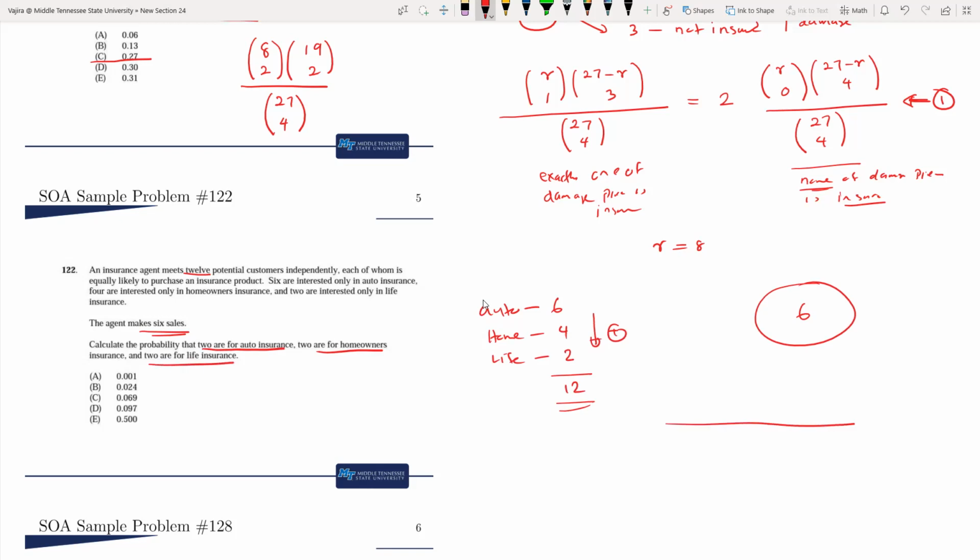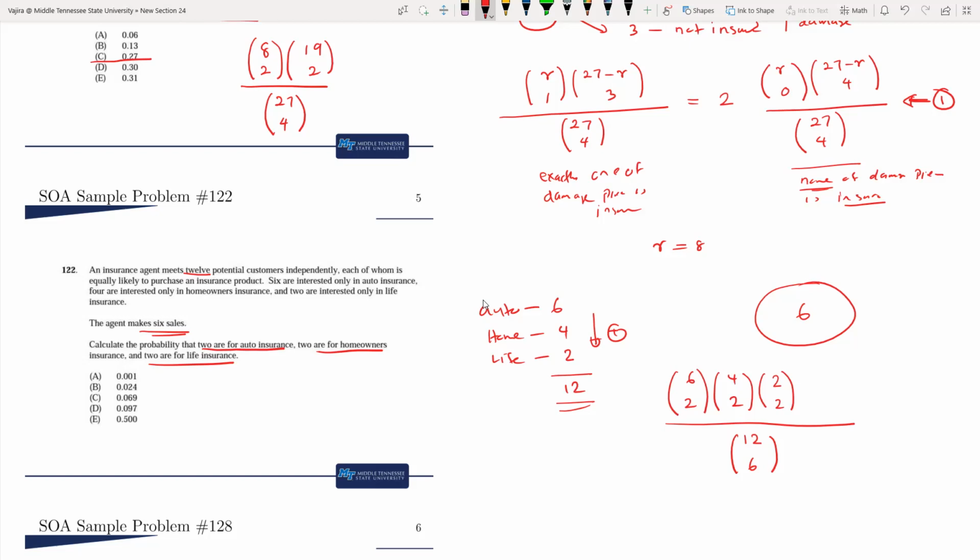So how many ways we can choose? We can sell these 6. This is 12 choose 6. Okay, we don't consider the order. It's just a group. As a group, we sell 6 insurance. Then we need to sell two auto insurance. So there are 6 people interested in auto insurance. Then we need to sell to 2. We don't care about whom we are selling. Then from 4 homeowner insurance who like to buy, we need to sell other 2. Then for the life, remaining 2, we need to sell to both of them, both need to buy the life insurance.